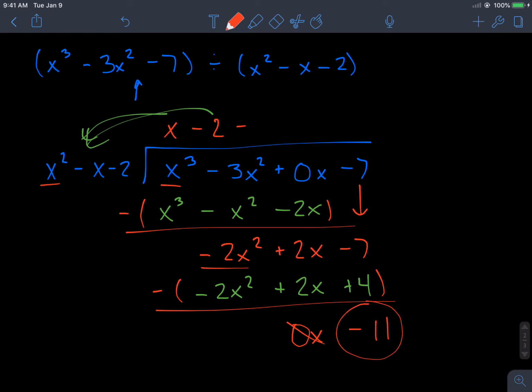So we have a negative 11 that has yet to be divided by x squared minus x minus 2. So x minus 2, x minus 2 minus 11 over x squared minus x minus 2 is what we get when we divide there. And that is polynomial long division.